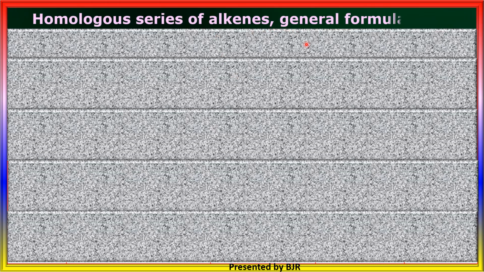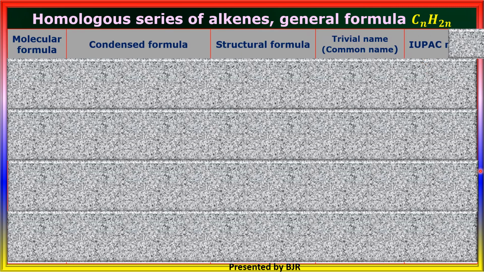Now let us see the homologous series of some alkenes. Here you know the general formula of alkenes is CnH2n, where n is the number of carbon atoms. So see here, we are going to see the molecular formulas, condensed formulas, structural formulas, trivial names and IUPAC names of some alkenes here.